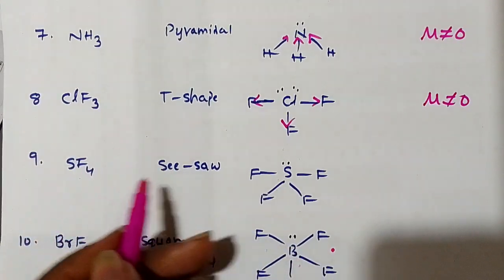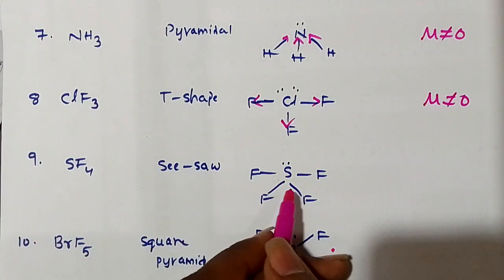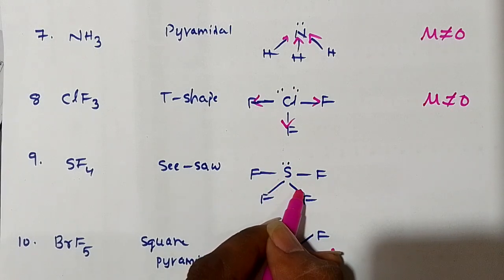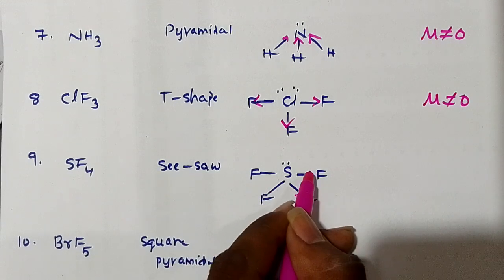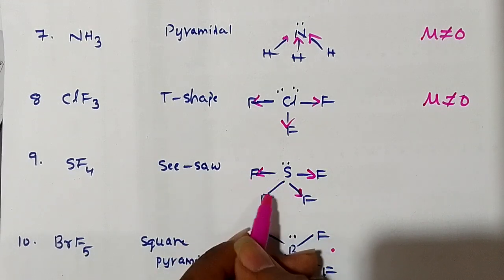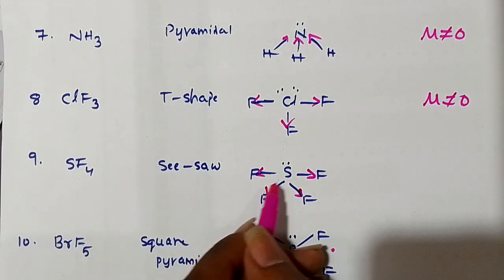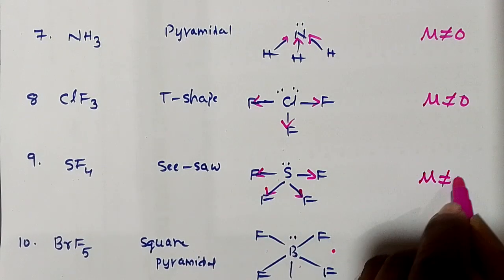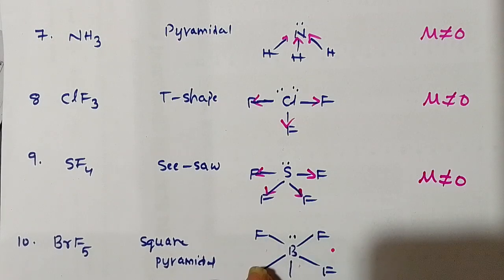SF4 has a see-saw structure. It is an unsymmetrical shape. Fluorine has more electronegativity. It can attract the bonded electrons towards fluorine like this, and we say the net force is not equal to 0. That's why the net dipole moment is also not equal to 0. It has some dipole moment.